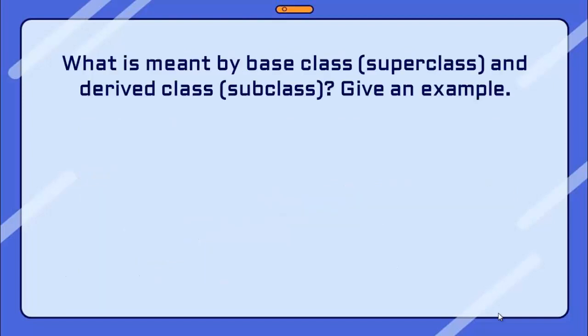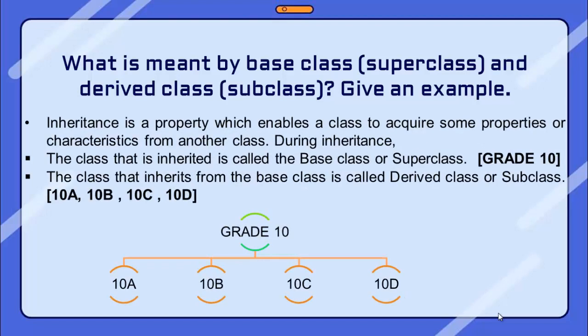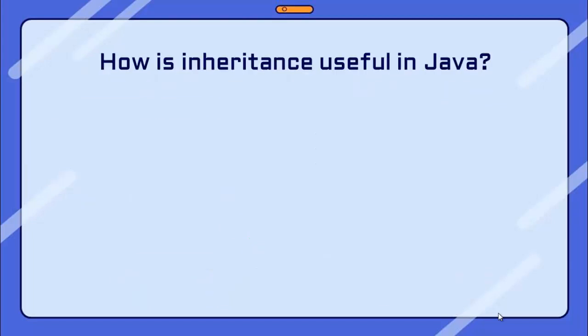What is meant by a base class, that is superclass, and derived class, that is subclass? Give an example. Inheritance is a property which enables a class to acquire some common properties or characteristics from another class. During inheritance, the class that is inherited is called a base class or the superclass, and the class that inherits is called a derived class or the subclass. Here Grade 10 is the base class, and 10A, 10B, 10C, 10D are the derived classes.